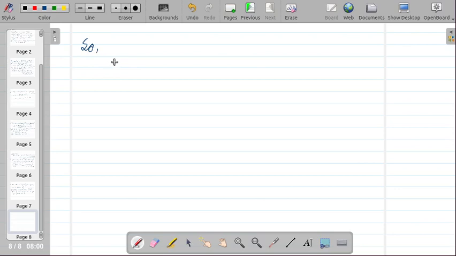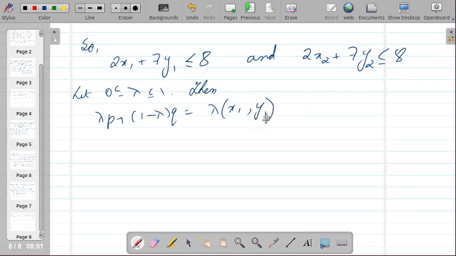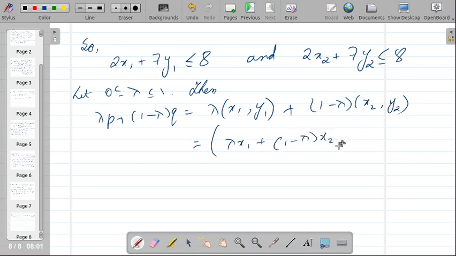So, 2x1 plus 7y1 will be less than or equal to 8, and 2x2 plus 7y2 is also less than or equal to 8. Now, I have to check for lambda P plus (1 minus lambda) Q. So let 0 less than or equal to lambda less than or equal to 1. Then lambda P plus (1 minus lambda) times Q is equal to what? Let us first find the coordinates. Lambda into (x1, y1) plus (1 minus lambda) times (x2, y2). So this is equal to (lambda x1 plus (1 minus lambda) x2, lambda y1 plus (1 minus lambda) times y2).